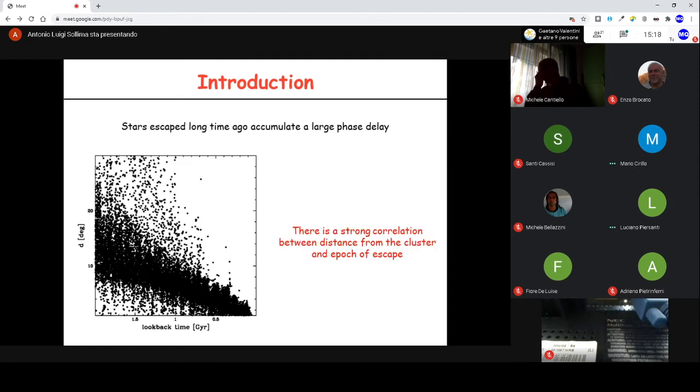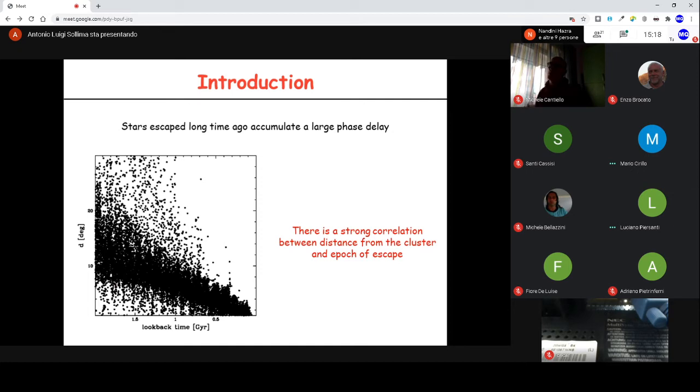Then, if you consider in a simulation, for instance, the distance of the stars along the tail versus the time when they escaped, you can see that beside a large scatter, there is also a very nice correlation. So this means that if you look at large distance from the cluster, you look back in time, and you can see the process of mass loss as it were many gigayears ago.